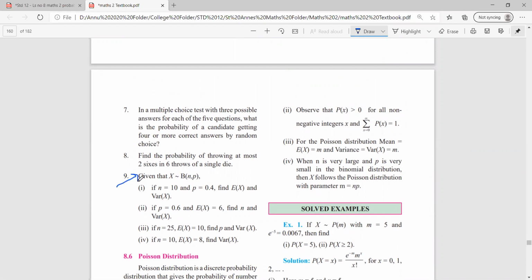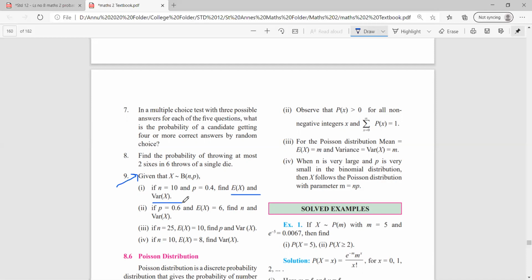Given that X follows binomial distribution with parameters n, p, there are 4 conditions which are given to you. You have to find depending upon what is asked. So let's see the first one. N is given to be 10. P is given to be 0.4. They are asking you to find E of x and V of x.